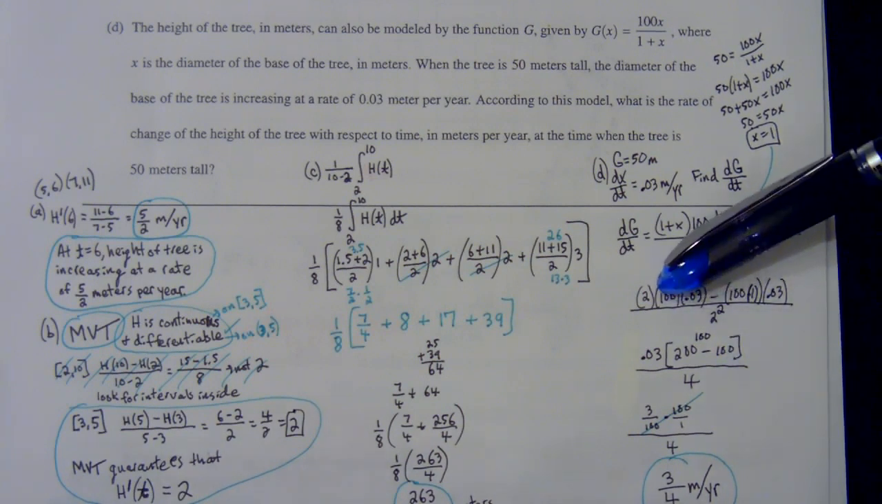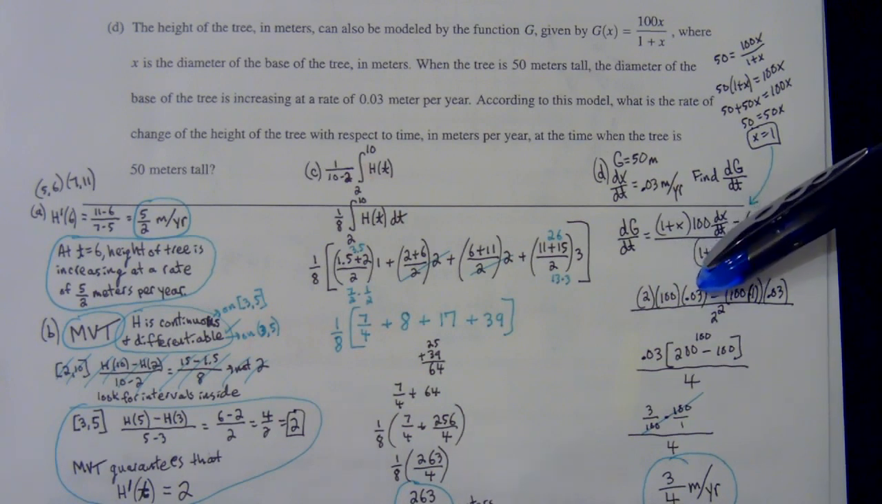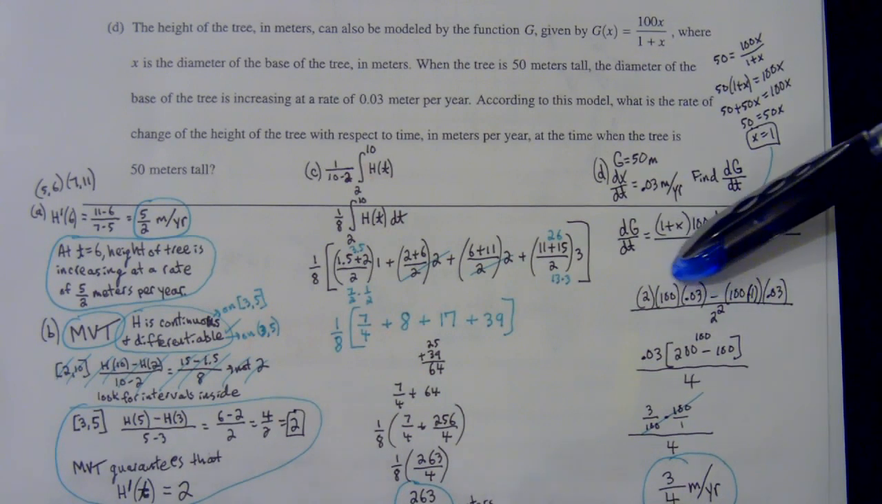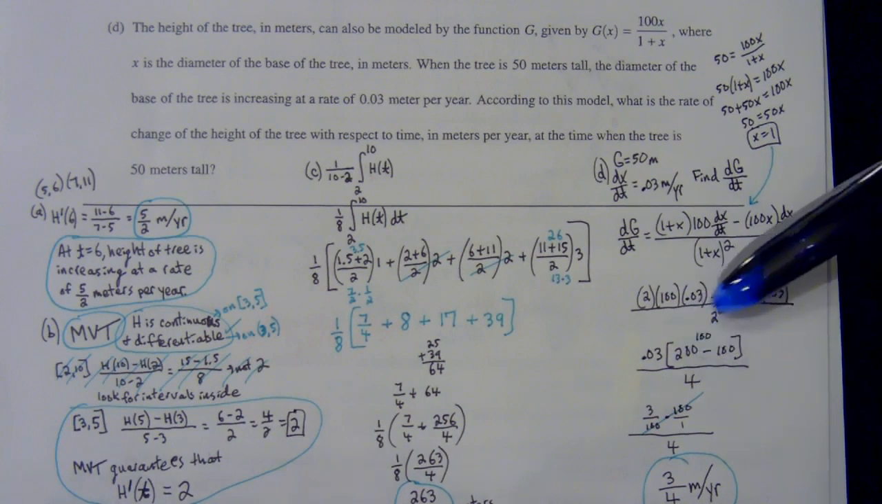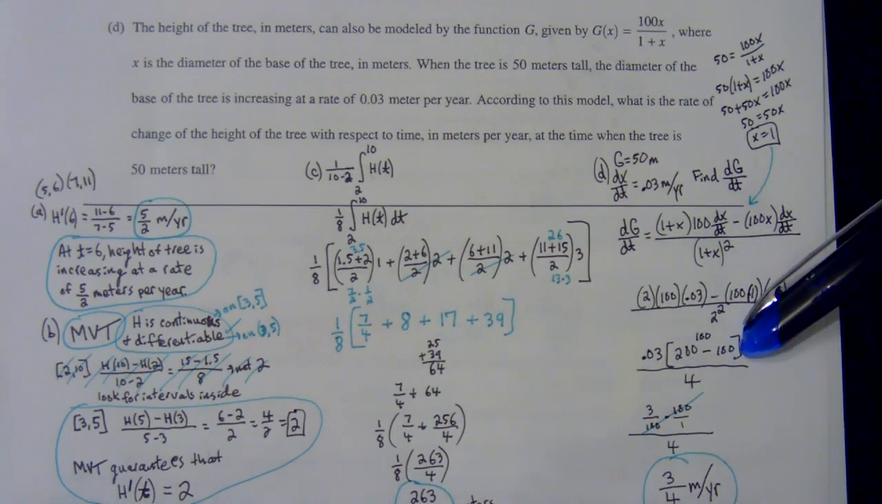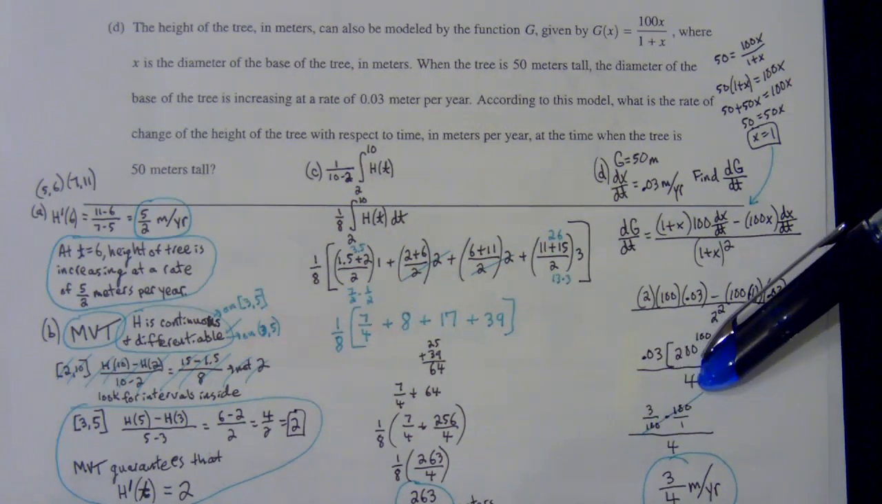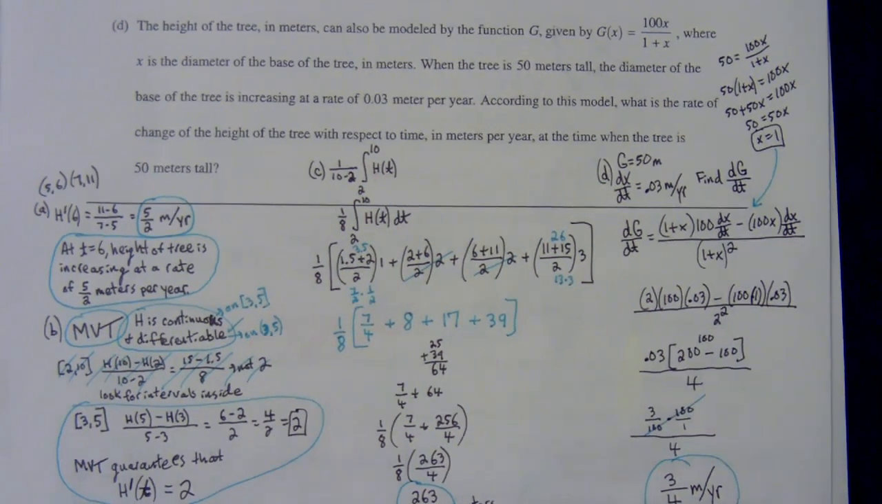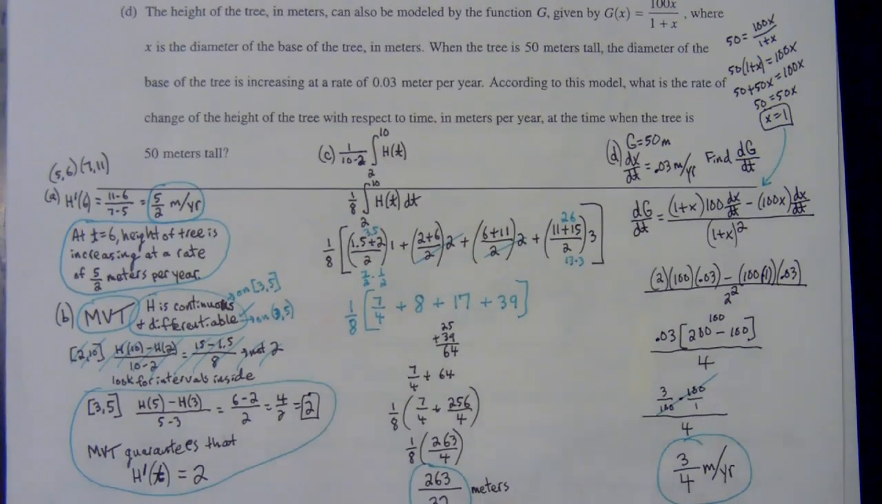I got like this is 200. Oh, what I saw here, I had a 0.03 there and a 0.03 there. So instead of trying to multiply by the decimals, I just factored out that 0.03 and I had my 200, I had my 100, and then the 100s even canceled out there. So then that was sweet. And I got that 3/4. And then we got the meters per year right there, how fast our height's changing.